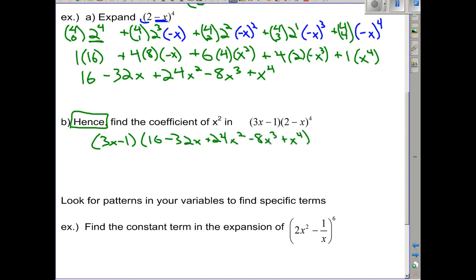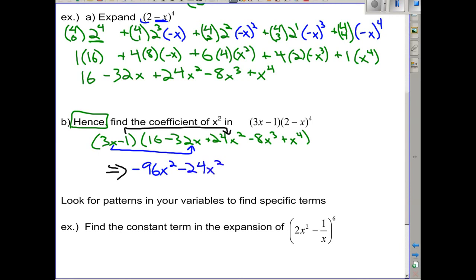Now, where am I going to get x squareds? Well, I'll get x squareds from the 3x part times the x term in here, and also from the negative 1 times the x squared term. So that's going to lead us to 3x times negative 32x, which is negative 96x squared, and negative 1 times 24 is negative 24x squared.